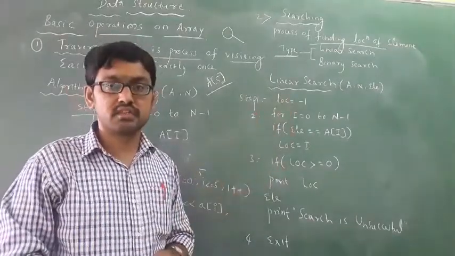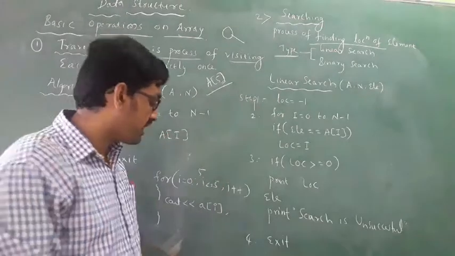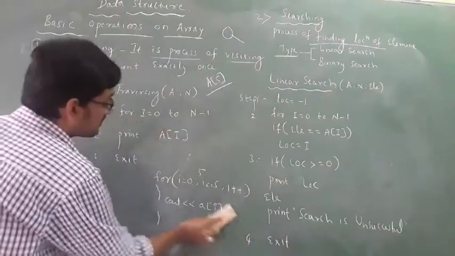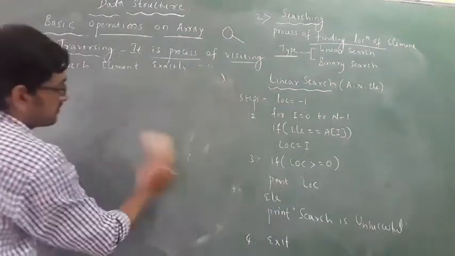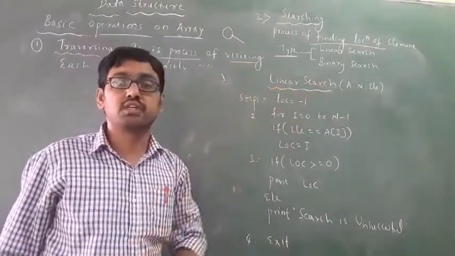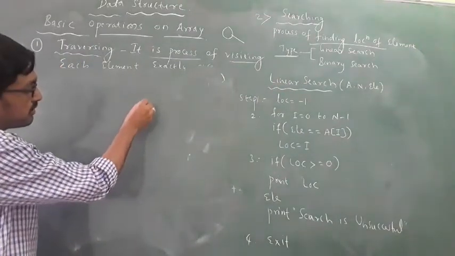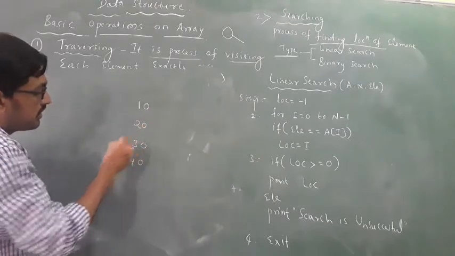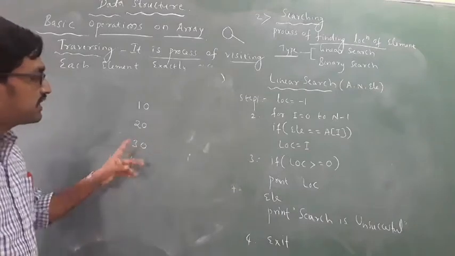What is linear search? Linear means what? Sequential. Here you have to find the element. How to find the element? Linear search means sequential. For example, I have the elements 10, 20, 30, then 40. I have these elements. I want to find the location of 30.